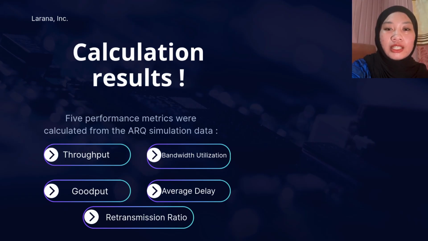After calculating all metrics in Microsoft Excel, the average values for each metric were obtained. These average results were then used to generate graphs and compare the performance of the three ARQ protocols. The first is stop and wait, and second is go back and selective repeat.